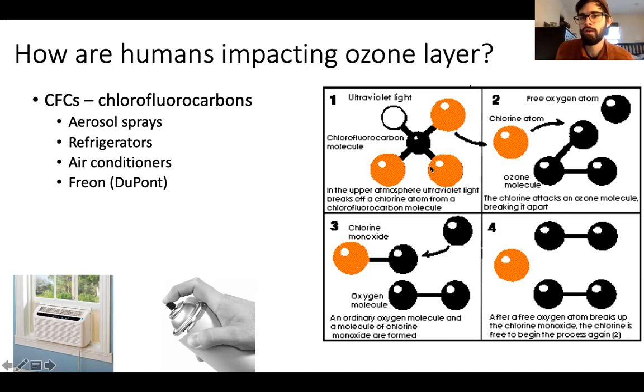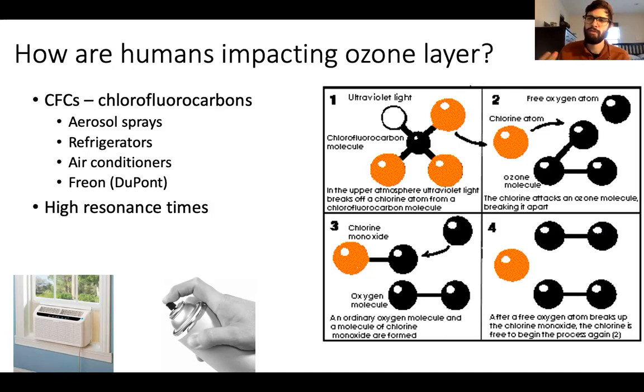And the chlorine will dissociate from the chlorofluorocarbon, and it will chemically react with the ozone molecule, rip off one of the oxygens, and basically convert ozone into oxygen. So it destroys ozone. And these CFCs are found in a variety of chemical products, including aerosols, and coolants that are used in refrigerators and air conditioners. One of the chemicals you may recognize is called Freon, which was made by DuPont, a chemical manufacturer.